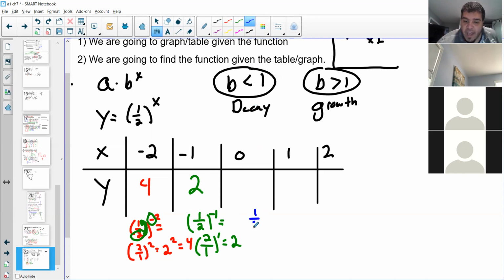Next one, 1/2 to the 0 power. Luckily for us, anything to the 0 power is 1. So that's 1. Fraction or not is going to be 1. Wait, so would your pattern be like divided by 2? Good, and we'll talk about that after this, okay? Then 1/2 to the 1 power. Well, anything to the 1 power is itself, so 1/2.